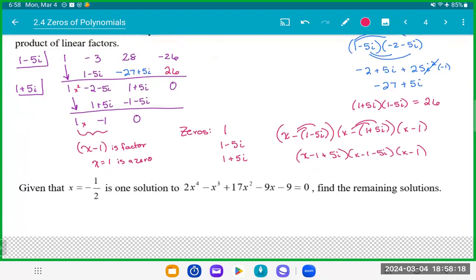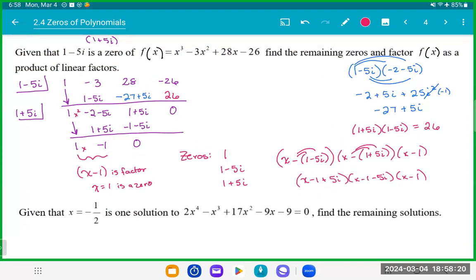Professor, I didn't get the part minus 27. How did you get the minus 27 plus 5i? Well, here. 1 minus 5. No, the minus 27 plus 5i. Yes, we did it from this work right here. Because I have to take this value and multiply it by this one, right?